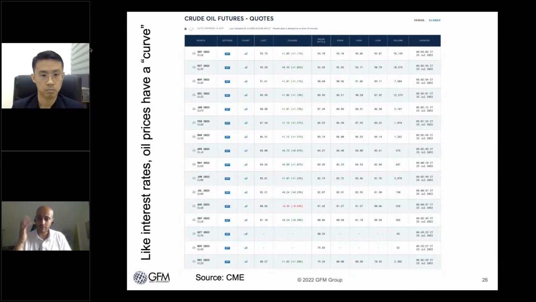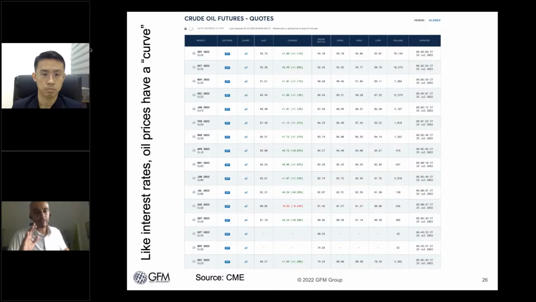Now, in terms of futures contracts, earlier I was mentioning the interest rate curve, the 2-year, the 10-year interest rate, and so on. Believe it or not, oil futures also have a curve. So those of you who've traded oil futures before already know this. Those of you who are new to oil, when you trade oil futures, what you are trading is the price of a future delivery of oil in some future month.